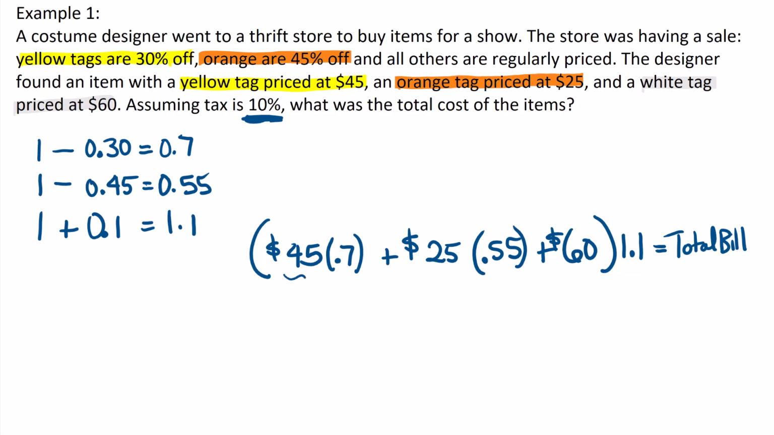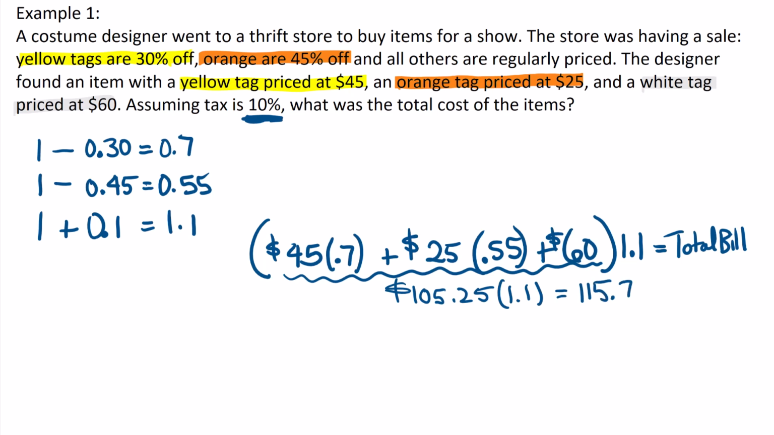If I multiply what's inside the parentheses first, I get $105.25. If I then multiply that by 1.1, I should get $115.78 with rounding. Now remember, we round to 2 decimal places so that we have pennies.